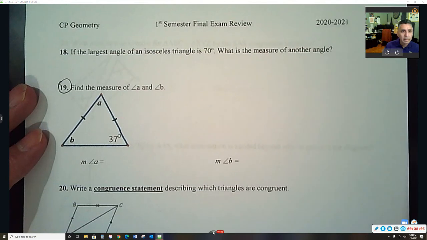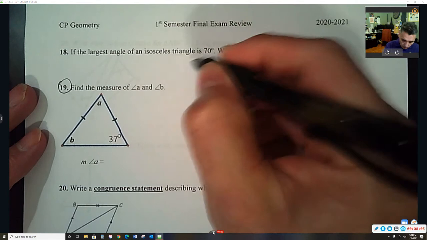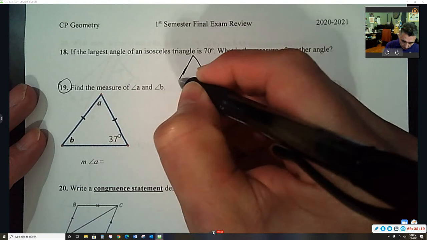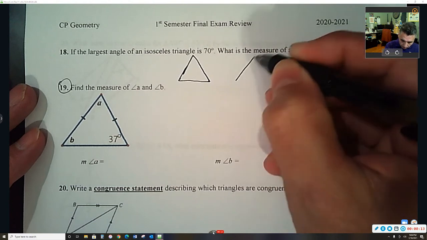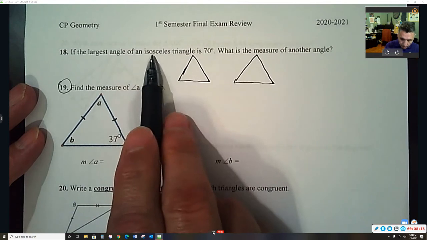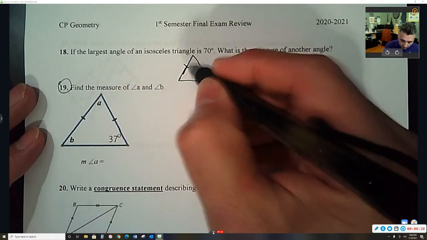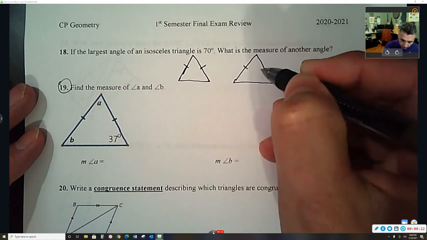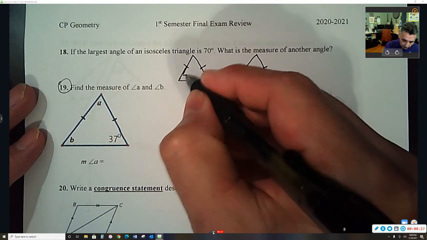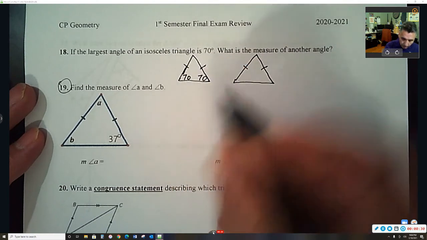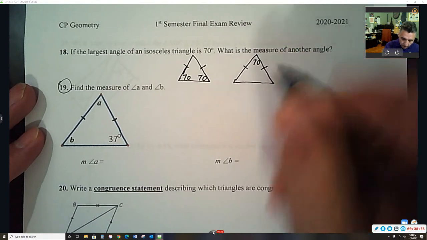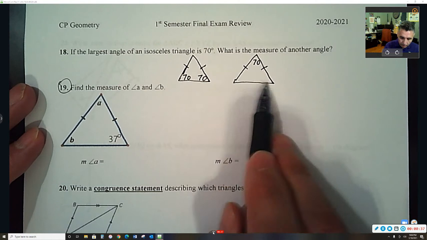To do number 18, to find all the possible answers, what we need to do is draw two different triangles, because there could be two different answers. If this is an isosceles triangle, I know these two sides are equal, and if it's a 70-degree angle, that 70-degree angle could go here, where both of these are the same, or it can go up here, and then we would need to find these two.